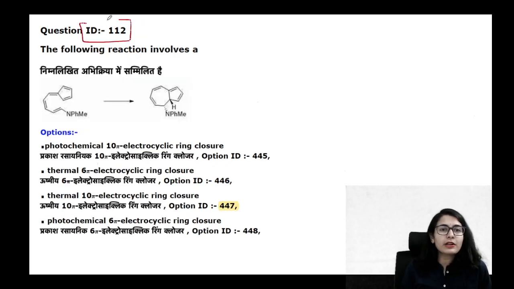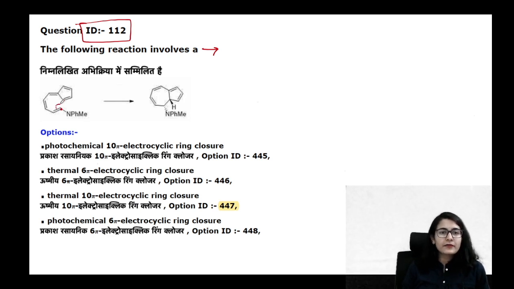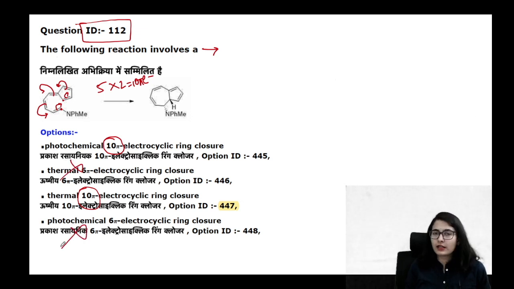Next question, ID 112. Following reaction involves. Now guys, you will see that there is ring closure on these two positions. First of all, we will see how many electrons are involved. Okay, first see that. So let's say if we do the ring closure over here, we are going to not only have 6 pi electrons, but all the electrons involved. So 1, 2, 3, 4, 5. 5 bonds, 5 into 2 is 10 pi electrons are involved. 10 pi electrons are involved. 6 is the wrong answer.